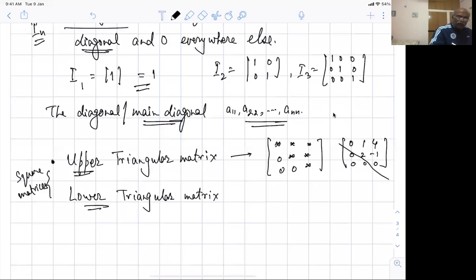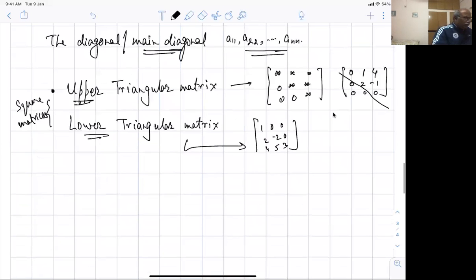Similarly, if I want to look at the lower triangular matrix, the upper part should be 0. So I can have here 1, minus 2, 3, 2 here, 4 here, 5 here, 0 here, 0 here, 0 here. So this is a lower triangular matrix. Is that okay? So you can see that the 0 matrix, when it is a square matrix, is lower triangular as well as upper triangular. Similarly, the identity matrix is lower triangular as well as an upper triangular matrix, and things like that. So you have to be careful about that.